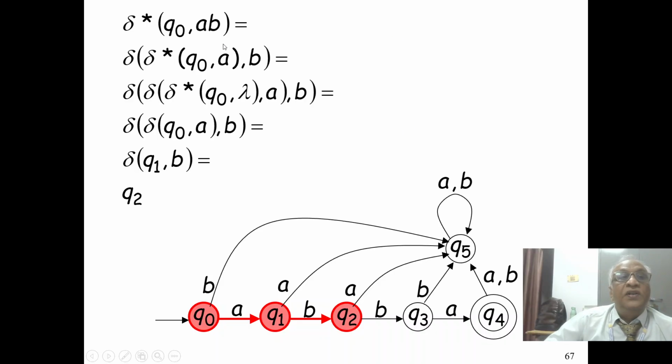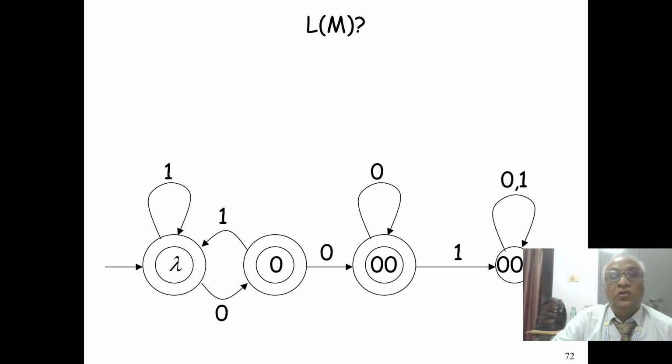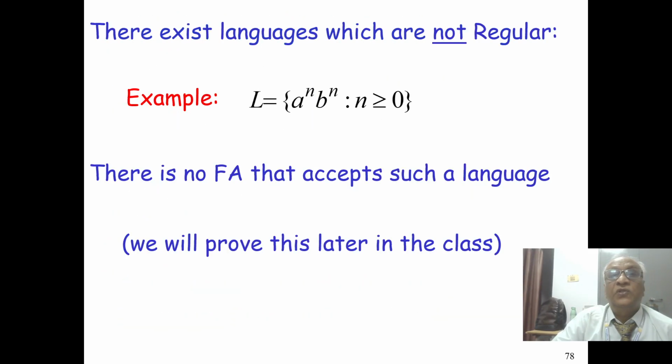So if you look at delta star Q0 AB, it will be reaching Q2. It will be delta of delta star of Q0 comma A. This is a simplification of that, right? I'll be skipping few for future discussion.